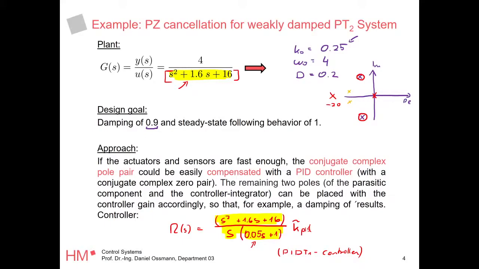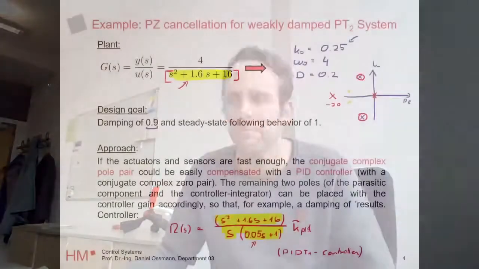If you're unsure, you can always do a step response in MATLAB and see, does that pole influence my system or not? If it still looks the same, just take it.